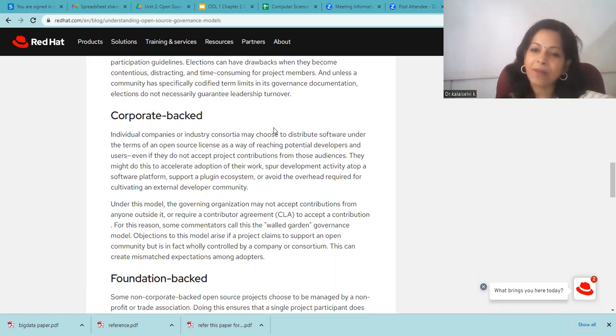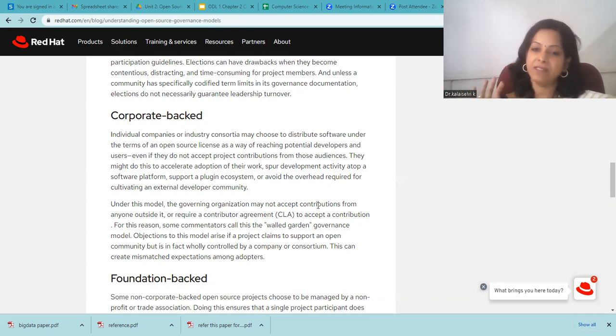Okay, this corporate backed model is where the project is funded by an individual company, a single company, or a consortium, a group of companies like a commerce consortium or something like that. So they are backed up by a particular company or a group of companies. What they will do is give all the necessary resources, even sometimes human resources, and the monetary benefits needed for the growth of the project.